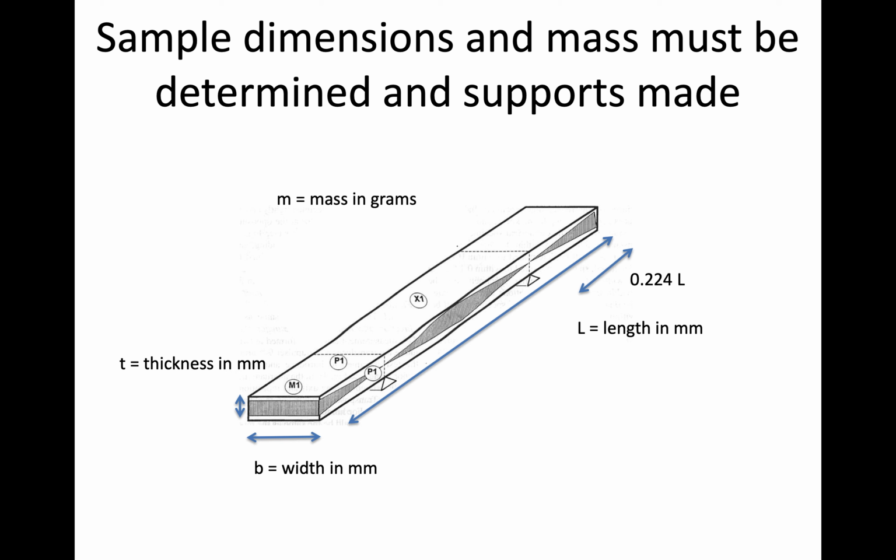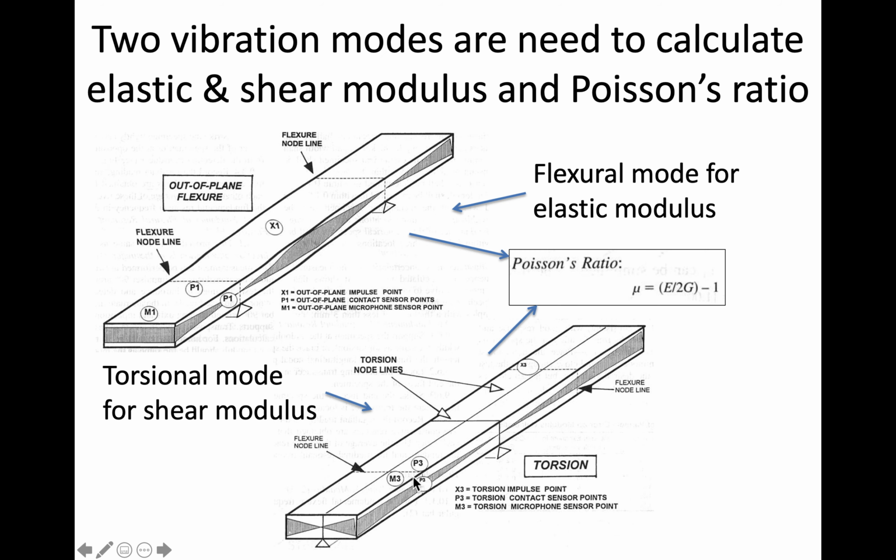And so the first thing we need to do is we need the sample dimensions and mass for the material that we have. So you probably saw this in the video on actually using our equipment. So we take the dimensions and mass, we build the supports, and the supports are at 0.224 times the length. So we need to know the length first. And so then we put some foam supports in those node positions that we see. And then we also have cross supports that you see here for torsional mode as well.